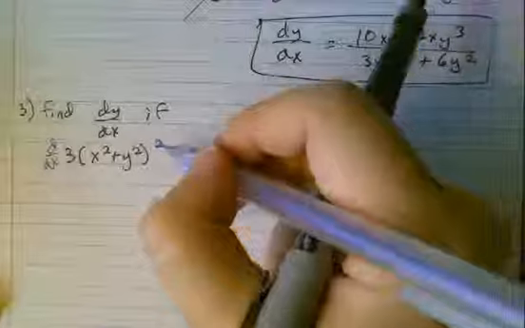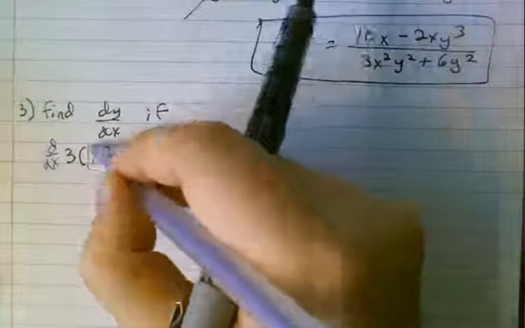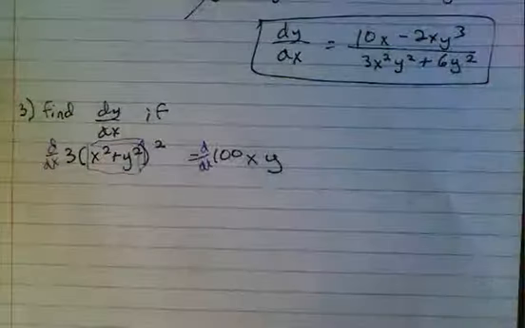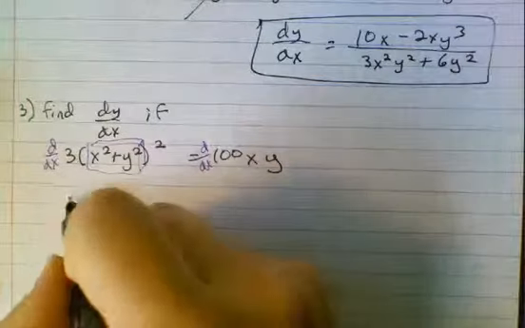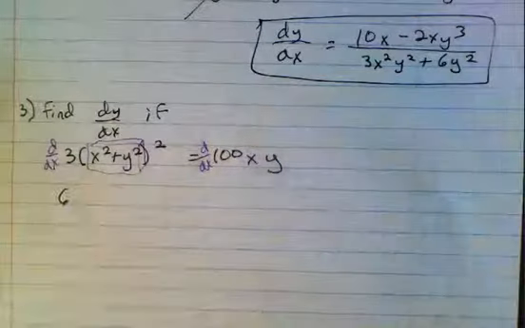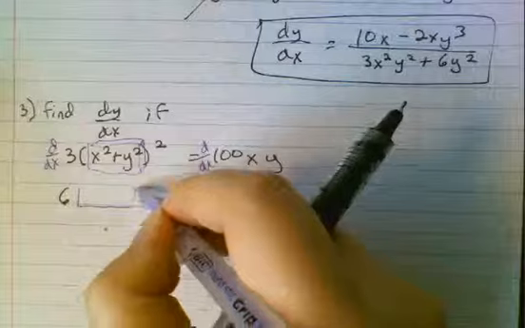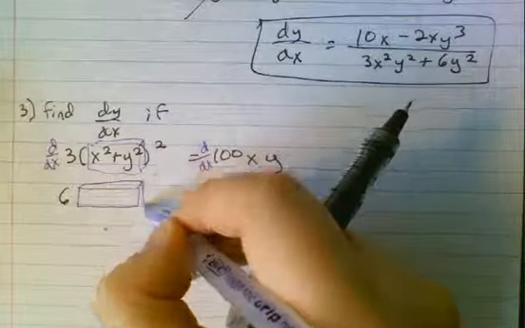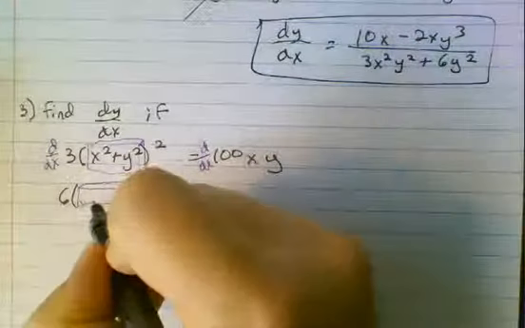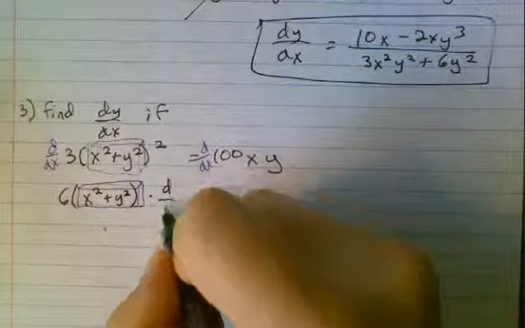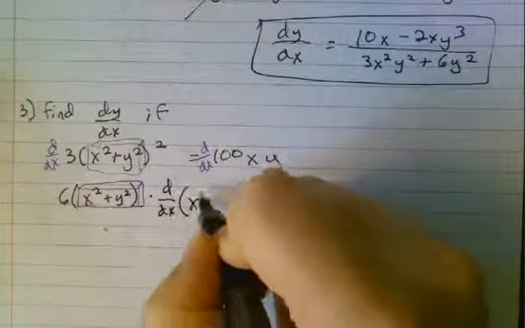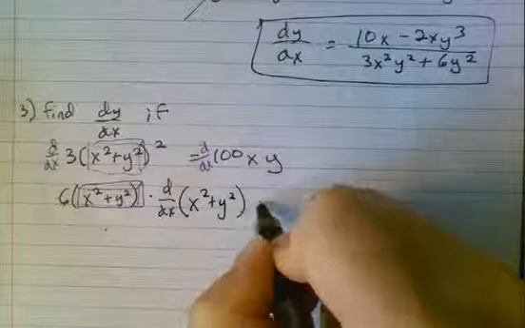And one of the things that we notice here is that we have a squared, so we've got a box function right there. So when we do this, we're going to bring down the 2. That's 3 times 2, that's 6. x squared plus y squared times the derivative with respect to x of x squared plus y squared.